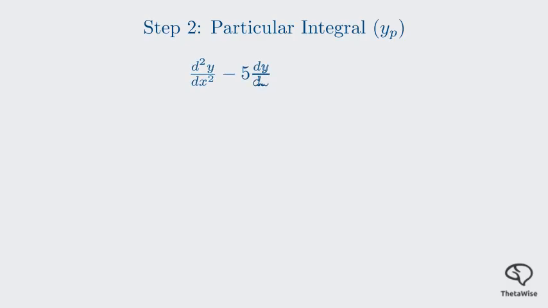Now let's find the second part of our solution, the particular integral y sub p. The particular integral is a solution that is just one specific function, with no arbitrary constants. Its form depends on the right-hand side of our original non-homogeneous equation. Our non-homogeneous equation is d squared y over dx squared minus 5 times dy over dx plus 7y equals e to the x. The right-hand side is q of x equals e to the x.